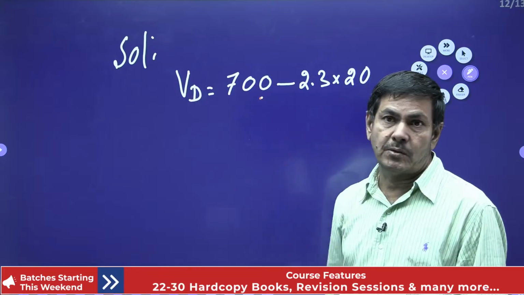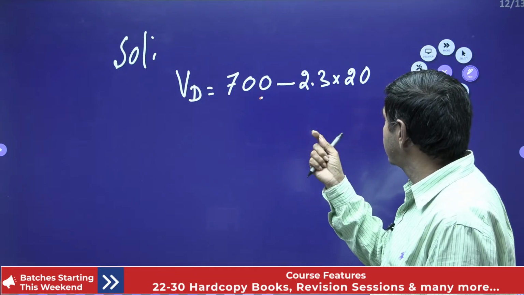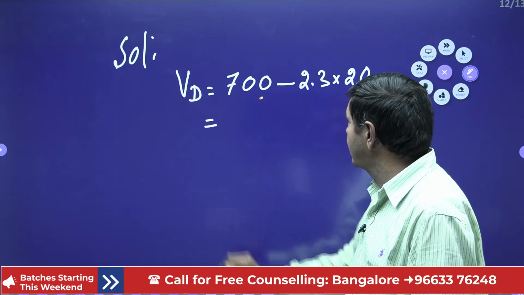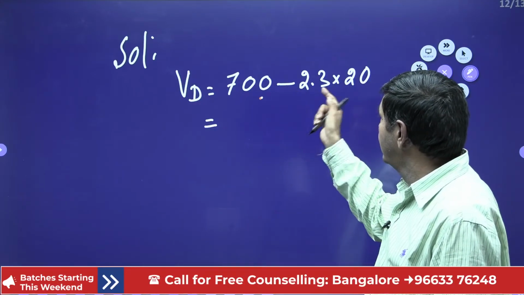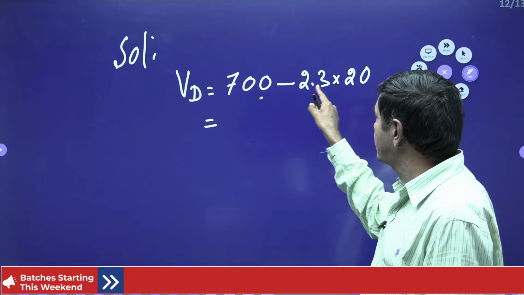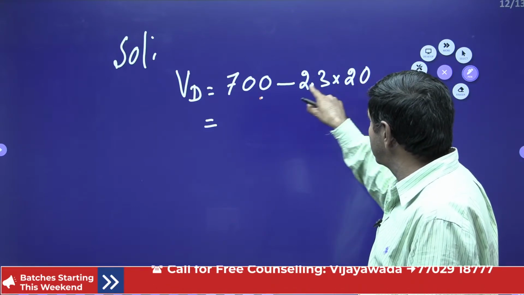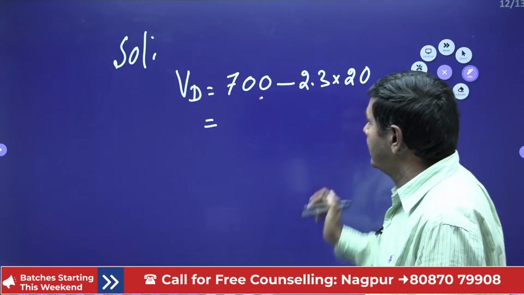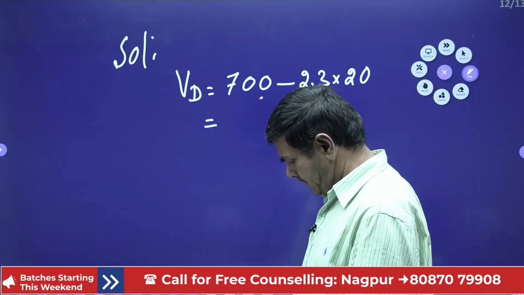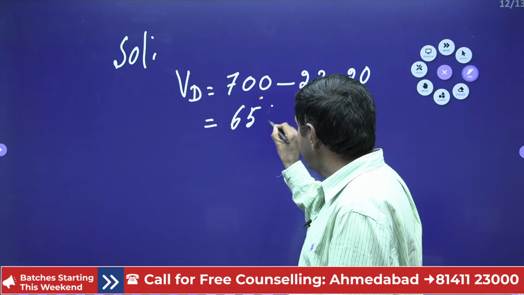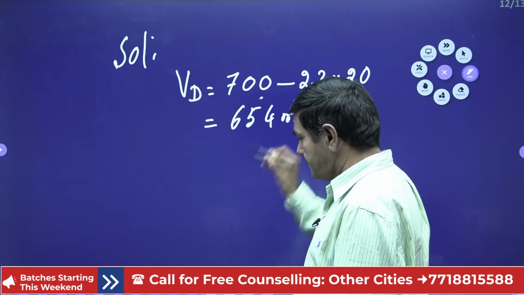Voltage across the diode. Due to the increase of temperature, the change of diode voltage is possible. How much is it? Minus is taken here. For every 1 degree centigrade, minus 2.3 millivolts is possible. For 20 degrees, how much is possible? Minus 2.3 into 20. And finally, that voltage will be 654 millivolts.